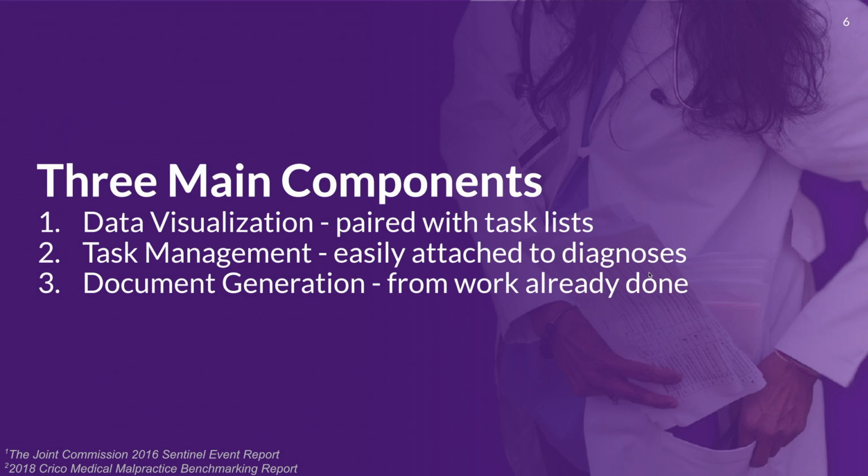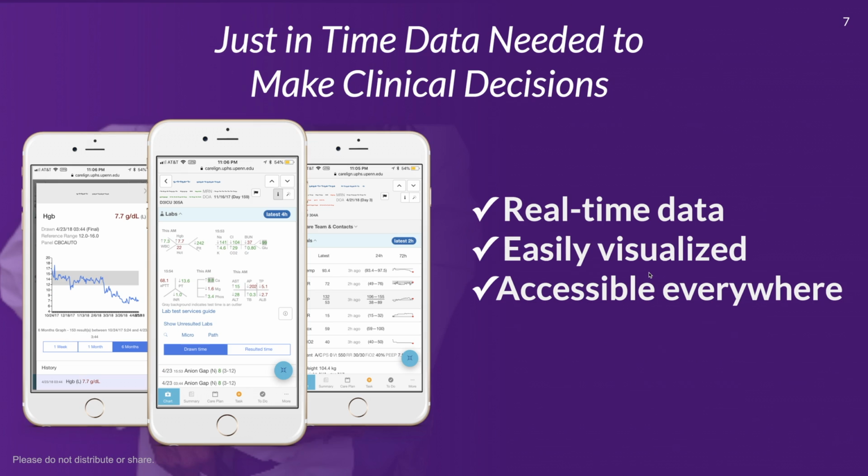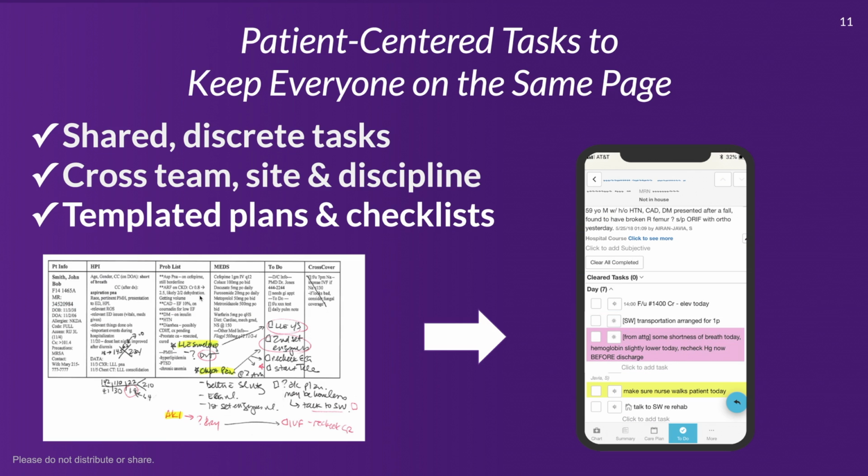The application contains three main components which have been built up in an iterative way over the last 10 years. The first is data visualization, which is then paired with the ability to create tasks and lists of tasks. Each of these can then be easily paired to a diagnosis, which then allows users to reorder the information to generate a document or a progress note. Data visualization means digital rounding or review of data, vitals, labs, meds, any of these can be clicked on and trended to view more detail.